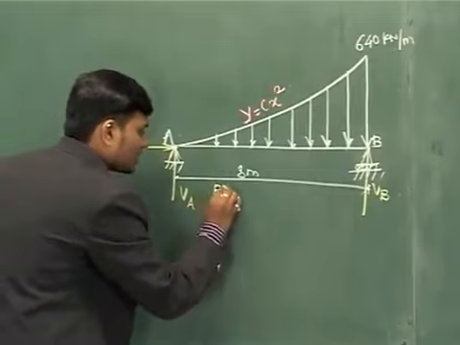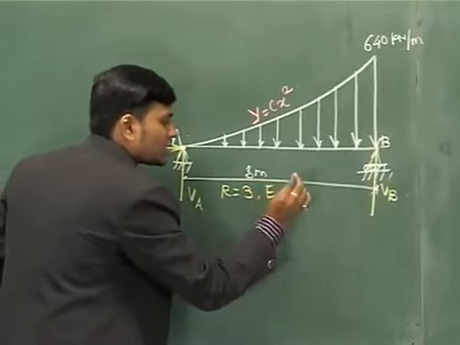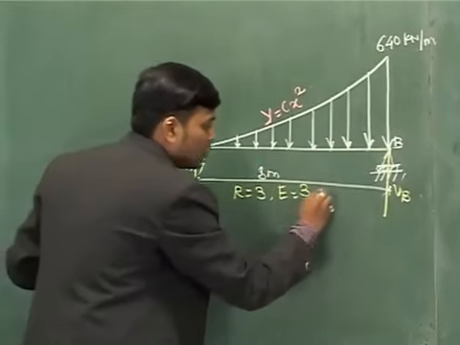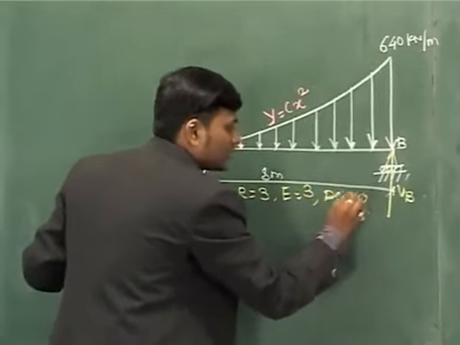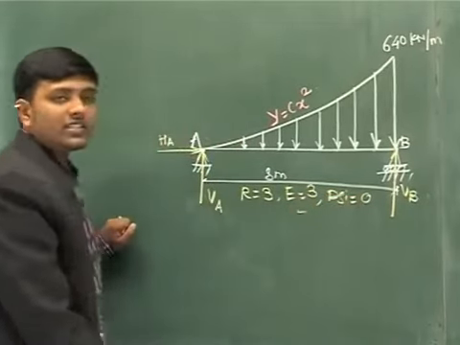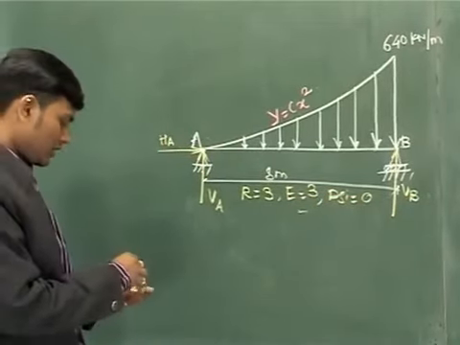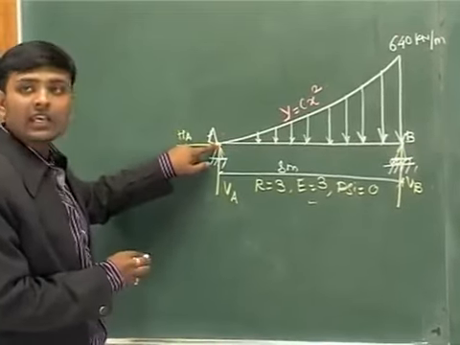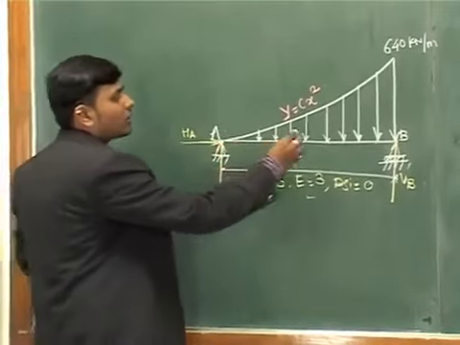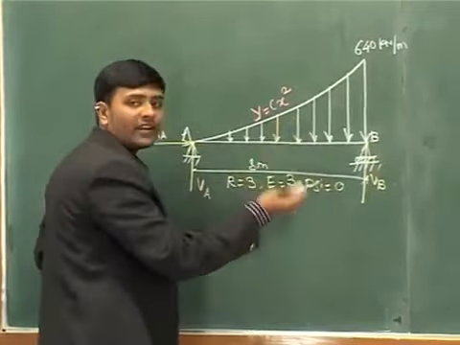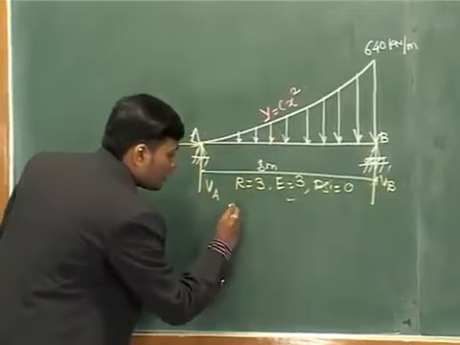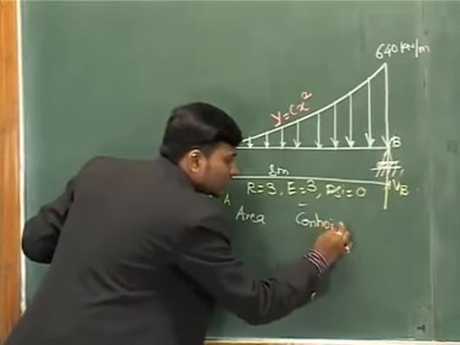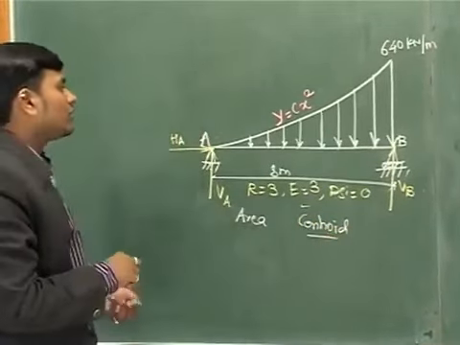So number of reactions are 3, number of equations are 3: summation Fx equals 0, summation Fy equals 0, summation moment at fixed end equal to 0. Therefore DSI is equal to 0, and you can solve it by 3 equations: summation Fx 0, summation Fy 0, summation moment at A equal to 0. So this type of beam is a statically determinate beam. First of all we have to convert this load into a point load. The conversion of load is nothing but finding out its area and its centroid.